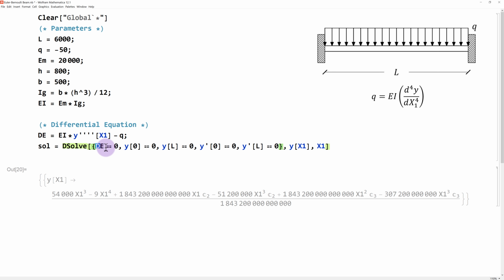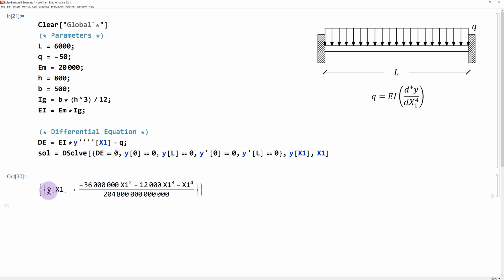So basically what I did in the first argument is I defined my differential equation, and then I defined 4 boundary conditions associated with that differential equation. So when I solve that now, I get my deflection function, and it's simply just a function of x1. So I got x1, x1, x1. The rest are just numbers. By this stage, I am actually good to go.